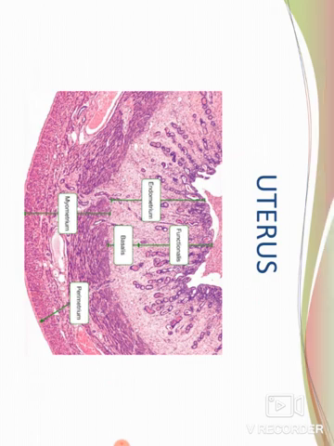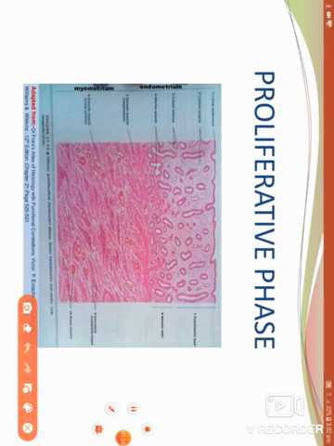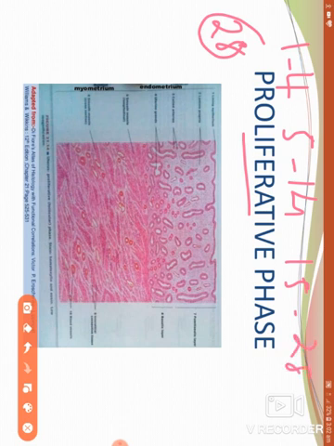Here you can see the proliferative phase of the uterus. In a 28-day menstrual cycle, days 1 to 4 are the menstrual phase, days 5 to 14 are the proliferative phase, and the remaining days 15 to 28 come under the secretory phase. This is the section of the proliferative phase of the uterus. During each phase there will be changes in the ovary and the uterus.